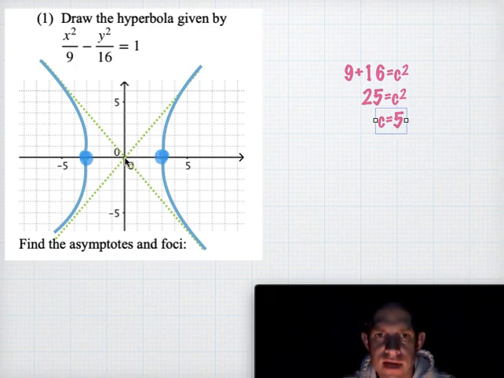And so now if I wanted to find and put points at the focus points, the foci, we would go out 5 from the center. And so there'd be a focus right here at 5, 0, and there'd be another focus at -5, 0.